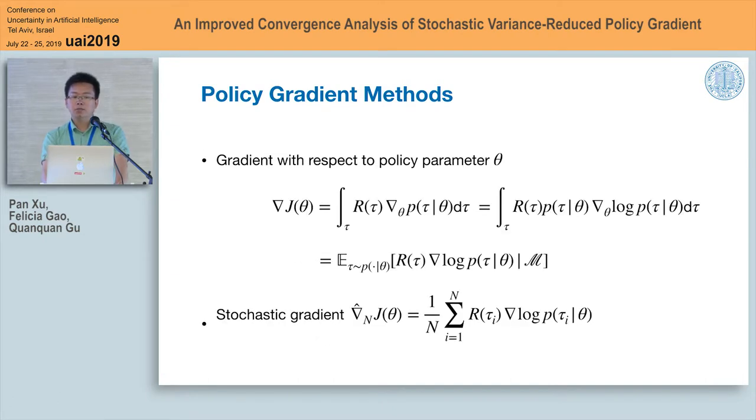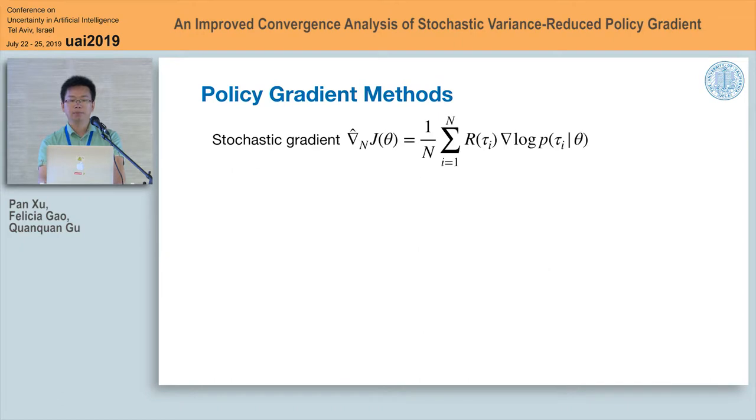So we need to calculate the gradient in the policy gradient method, and the gradient of the policy is derived as follows. Since the policy is changing over time, at each iteration we need to sample a batch of trajectories to approximate the policy gradient. So we use a stochastic gradient.